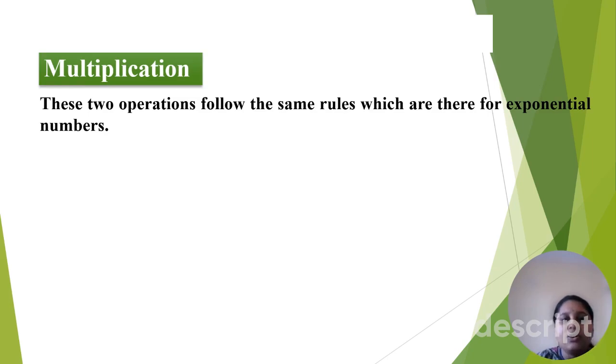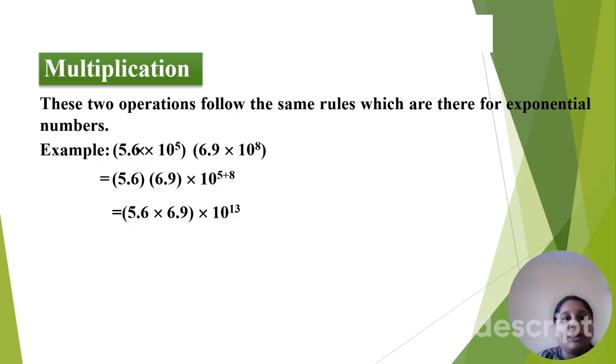So this also has the same rules for the exponential, but in multiplication exponents are to be added. So 5.6 into 10 power 5, 6.9 into 10 power 8, grouping the exponents to one side, 10 to the power of 5 plus 8. You have to add these exponents. You get this value after multiplying the remaining digits.